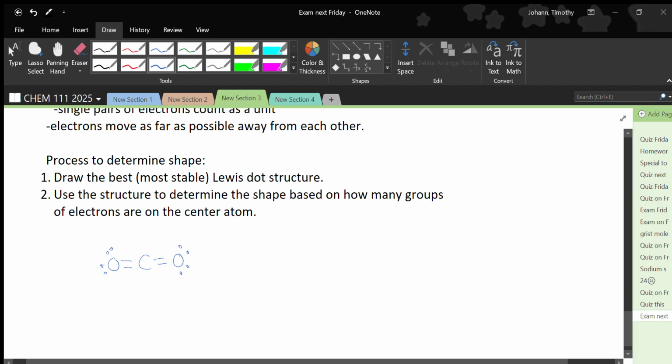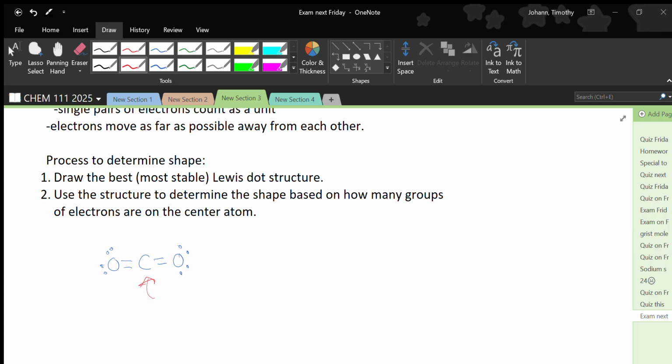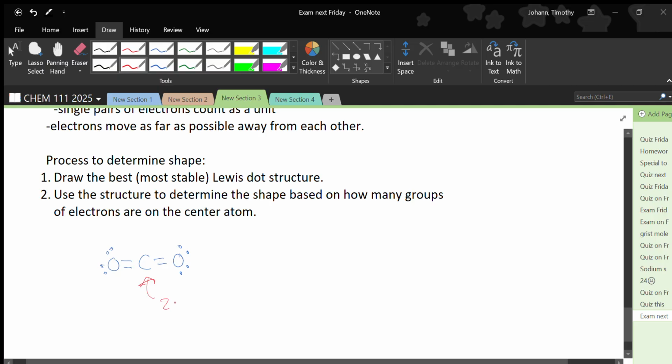Carbon dioxide. Okay? Center atom. How many groups of electrons on that center atom? There are 4 bonds, but remember I group my bonds together, so double bonds count as a unit, right? 2, right. 2 groups of electrons.